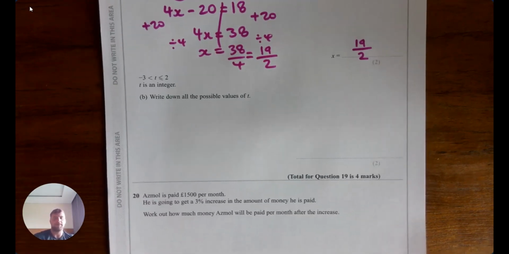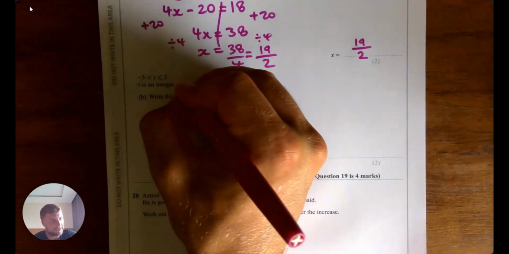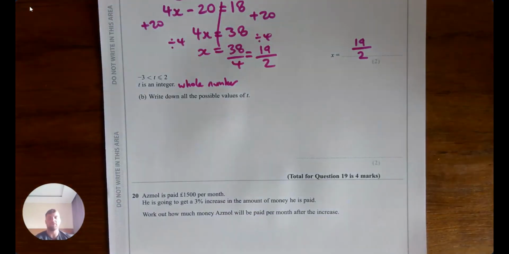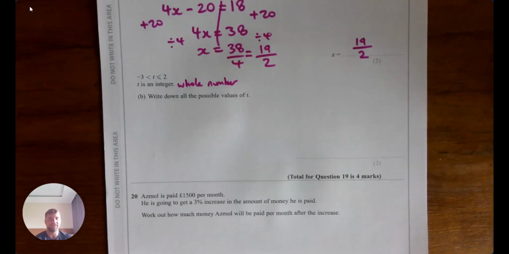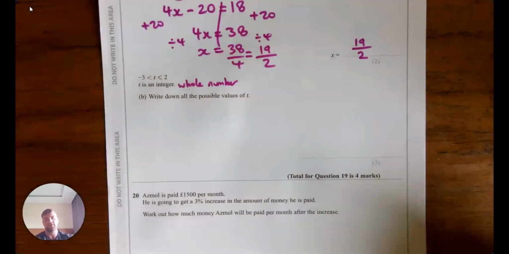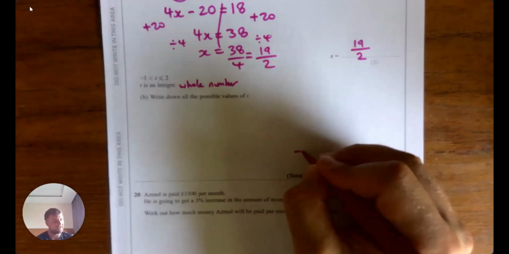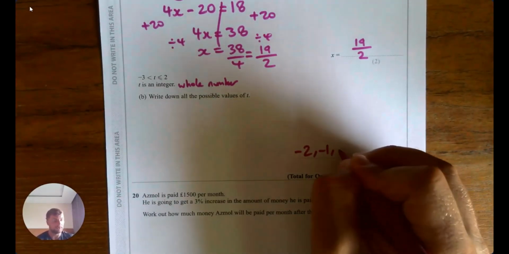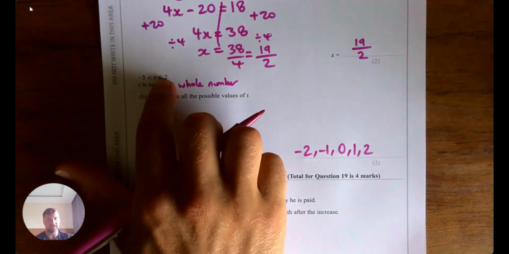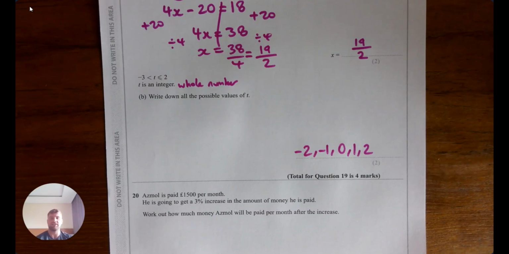Okay, then we have a part B, which is an inequality question. So t is an integer. So remember that means it's a whole number. And then we've got, write down all the possible values of t. So it says t is greater than negative 3 and less than or equal to 2. So negative 2 would be the first one, negative 1, 0, 1, and 2 can be one. Because of the line underneath, that tells us that it can actually be equal to 2 as well.